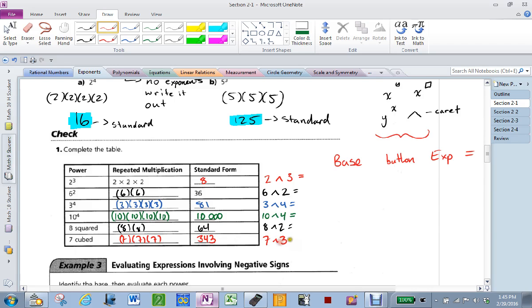I like how you did this in different colors. It looks very interesting. Does everyone get it? Yes. All right.